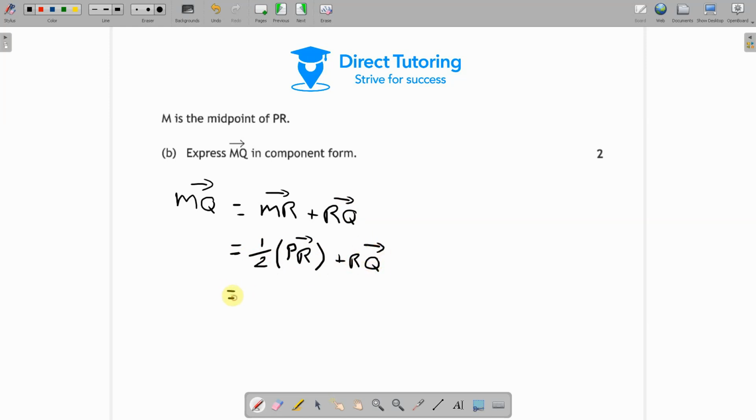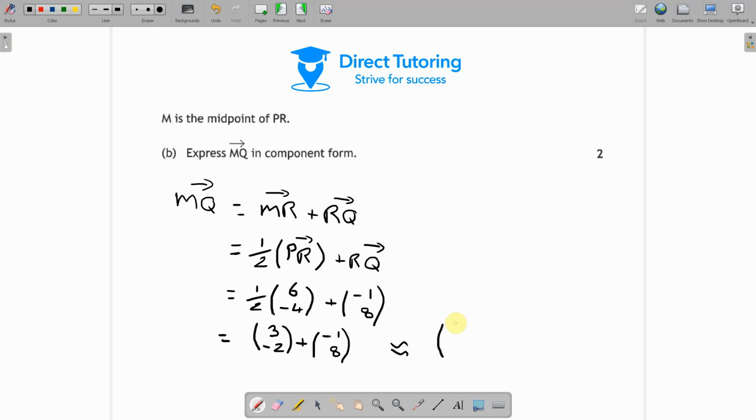Now we have PR, so it's going to be a half times. Now PR was 6 minus 4. And RQ was minus 1 and 8. So if we multiply this by a half first, we'll get 3 and minus 2, plus minus 1 and 8. And then if we add these together, our final answer will become 2 and 6.